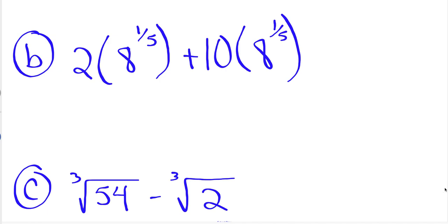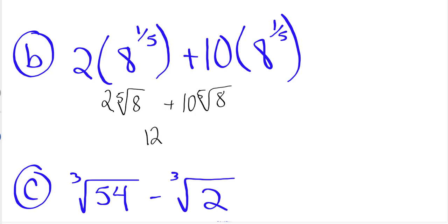So we get to a different concept here, where we have 8 to the 1/5 plus 10 times 8 to the 1/5, okay? So you've got a couple different ways you can do this. We can change this back into a radical. It might be a little more obvious if I do that. So this would be power over index. So it's a fifth root of 8 raised to the first power, and you have a 2 in front of that. Over here, we got another fifth root of 8. And we got something like that. So it would be 2 fifth root 8 plus 10 fifth root 8, which would be 12 fifth root of 8.